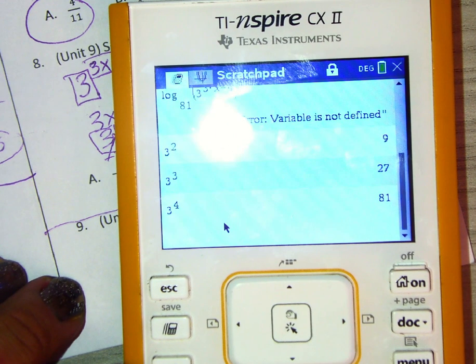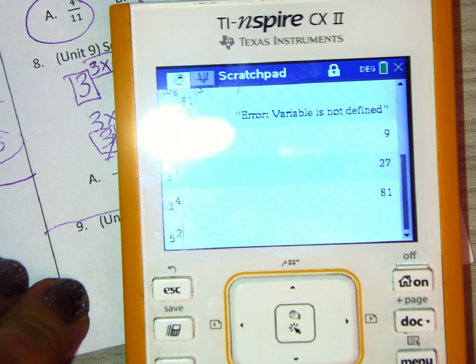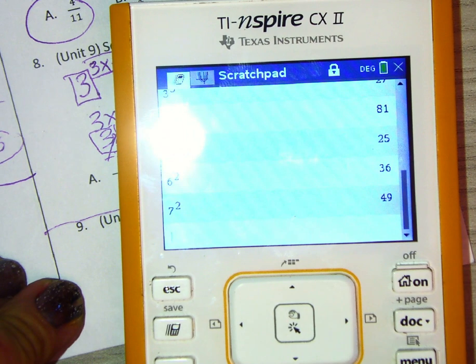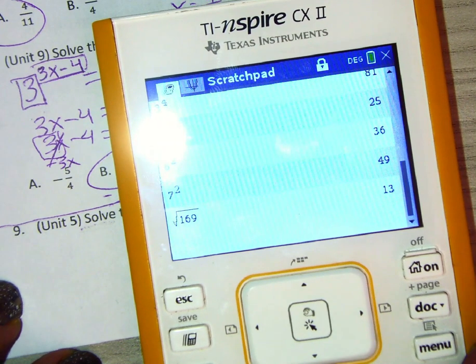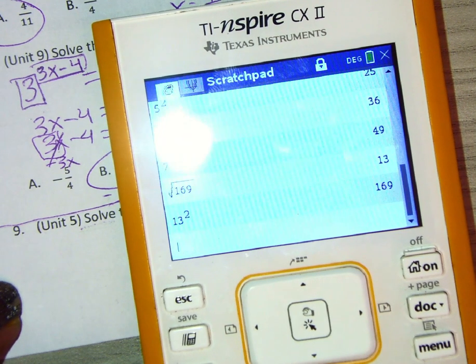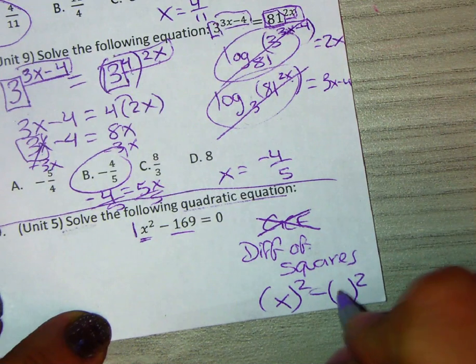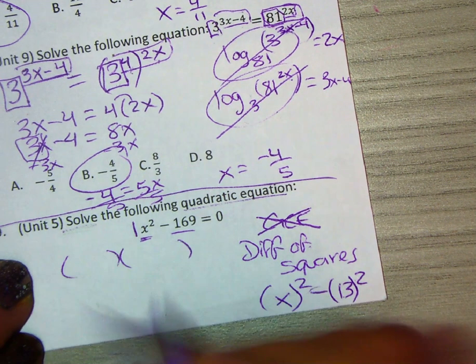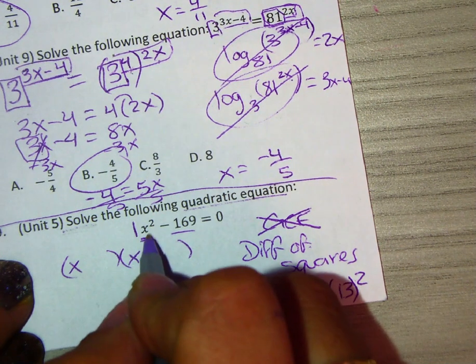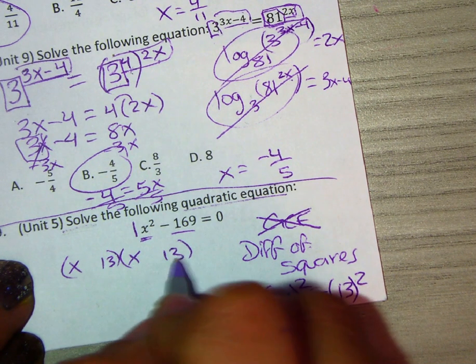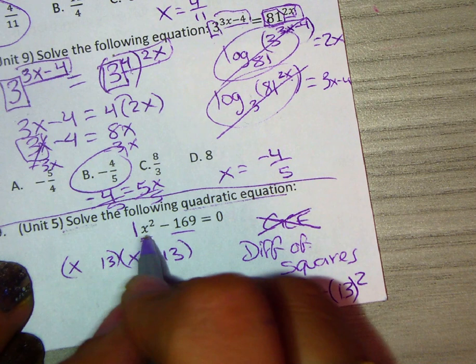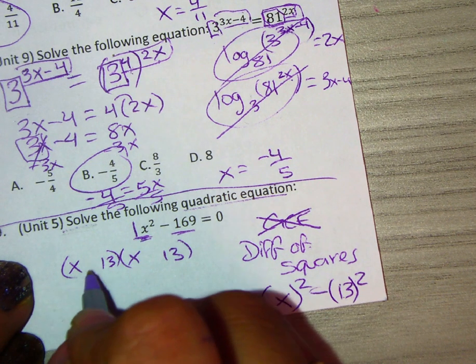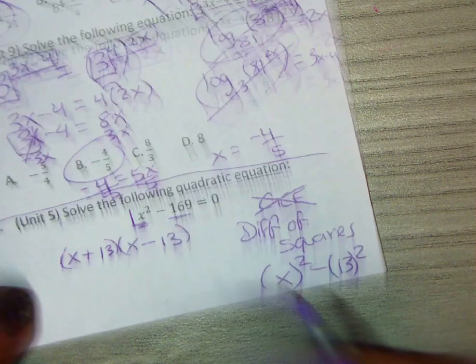You can either do each number at a time, like 5 squared, 6 squared, 7 squared, or you could reverse. You can do square roots. So if you do square root of 169, you get 13, which means 13 squared is 169. So 13 is what you're squaring. So these actually become two binomials. x times x is x squared, and 13 times 13 is 169. But because it's a binomial, that means the middle term canceled. So one has to be a plus, one has to be a minus.